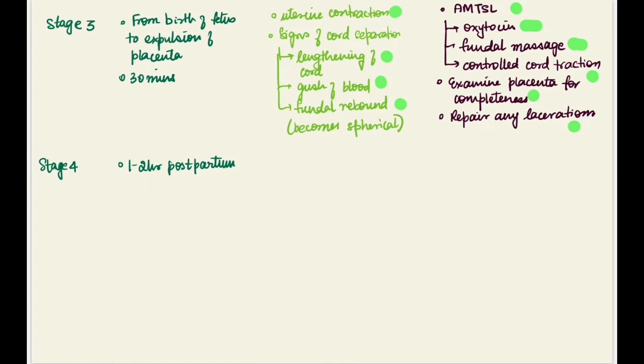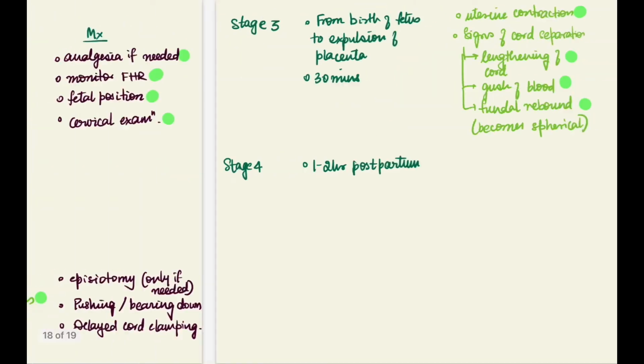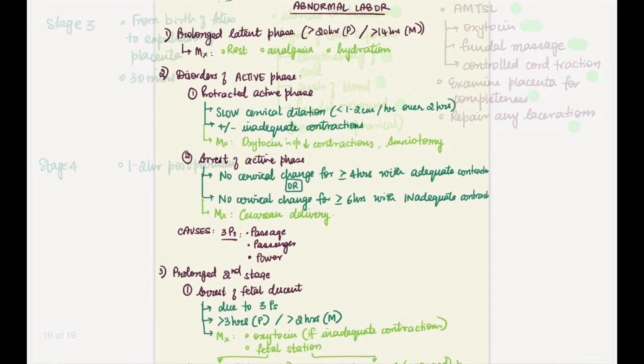Finally, stage 4 consists of the 2 hours postpartum, where you're basically looking at the mother, making sure she's okay, making sure there is no postpartum hemorrhage or any pain, so keeping the mother comfortable and safe. So that is stage 4. So that is about the stages of labor.